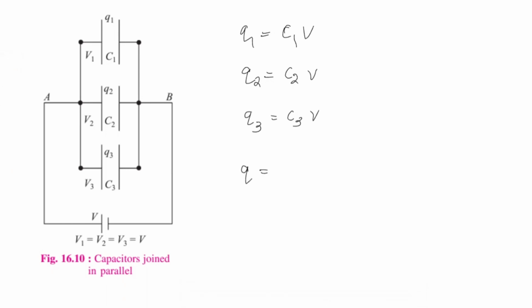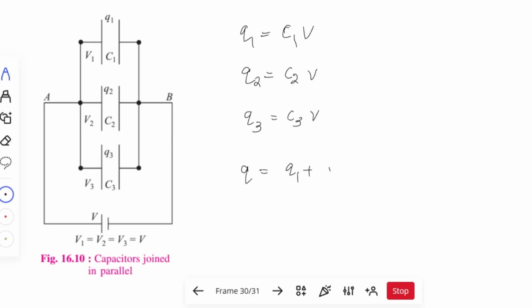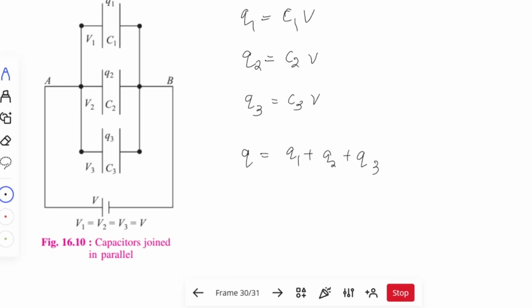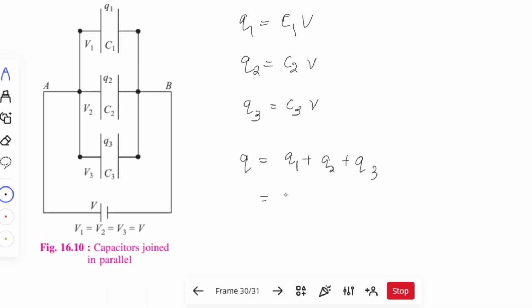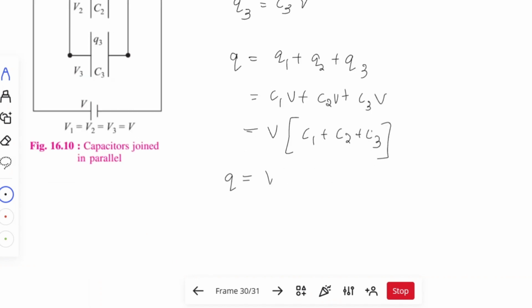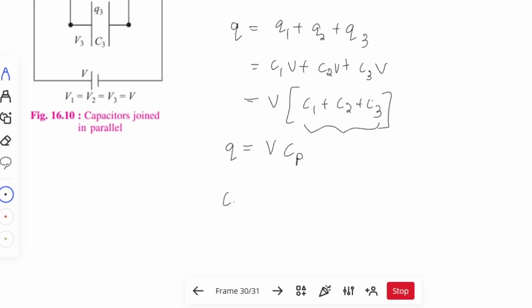on all capacitors in parallel is simply the sum of these charges, Q1 plus Q2 plus Q3, which is equal to C1V plus C2V plus C3V. If we take the potential V common, we get V times C1 plus C2 plus C3. This is the equivalent capacitance. This will be the equivalent capacitance of capacitors in parallel. Therefore, Cp is equal to C1 plus C2 plus C3.